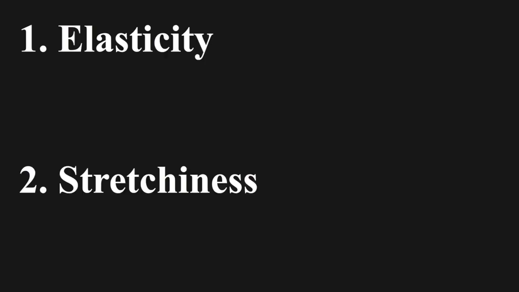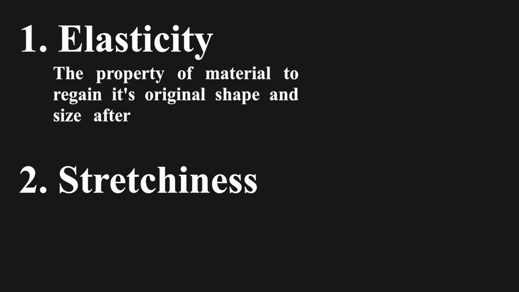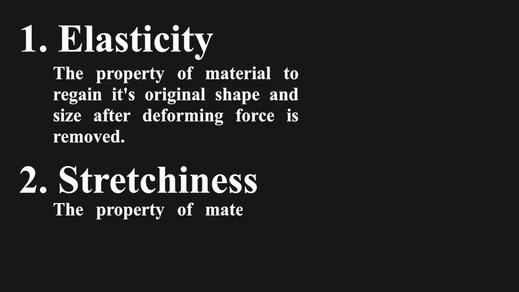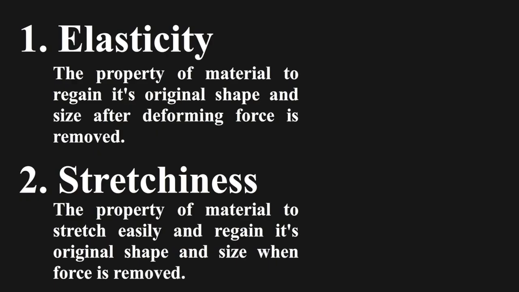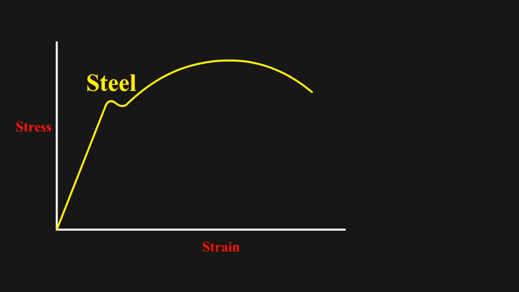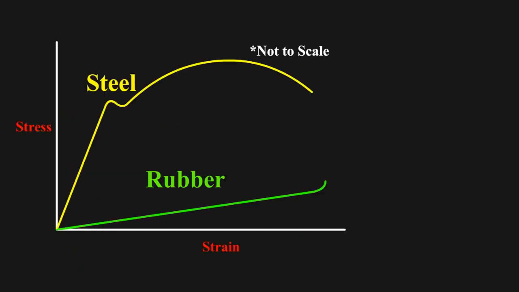So, moving on to the first two properties, elasticity and stretchiness. I have actually already made a video on this topic with a detailed description, so you can check out the link at the end of this video and at the top of it. I will explain this in short here. Elasticity is the property of a material to regain its original shape and size after the deforming force is removed. And stretchiness is the property of a material to stretch easily and regain its original shape and size when the force is removed. To see on the graph, steel looks like this, while rubber looks like this.